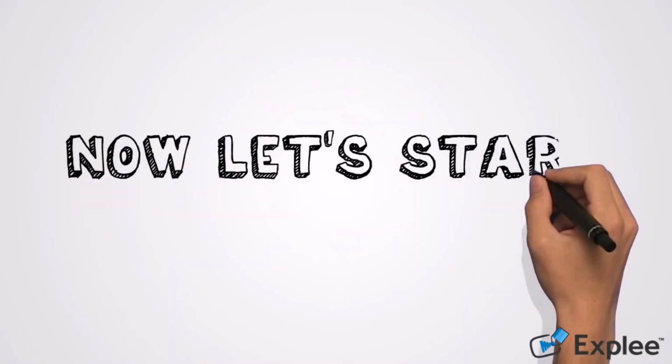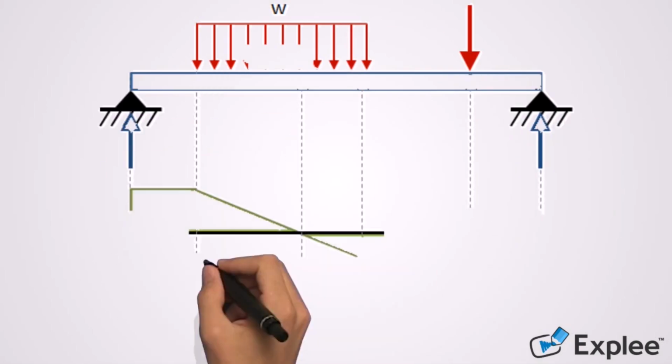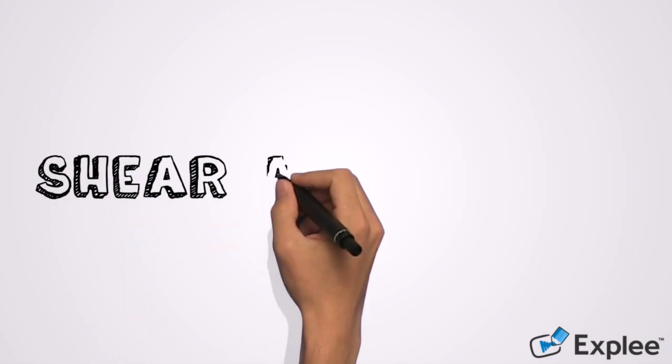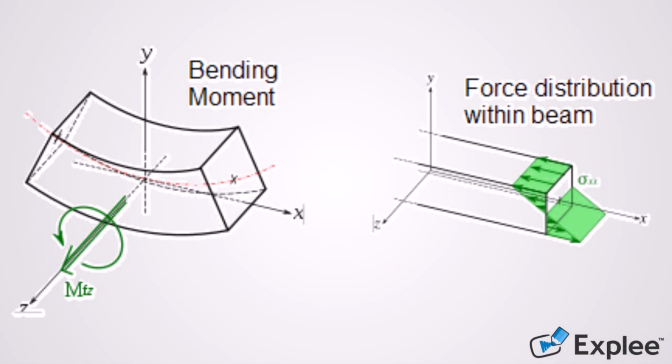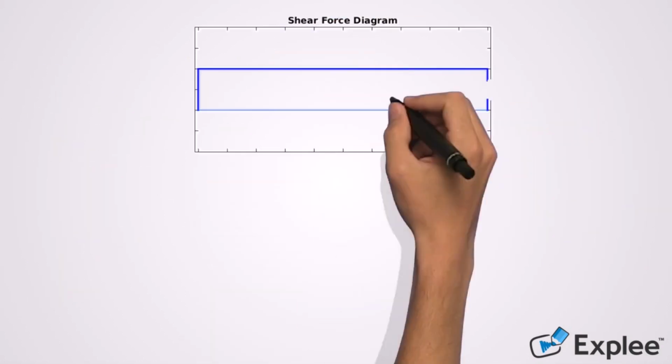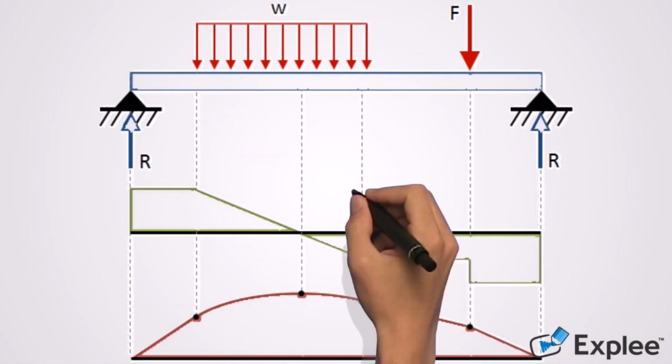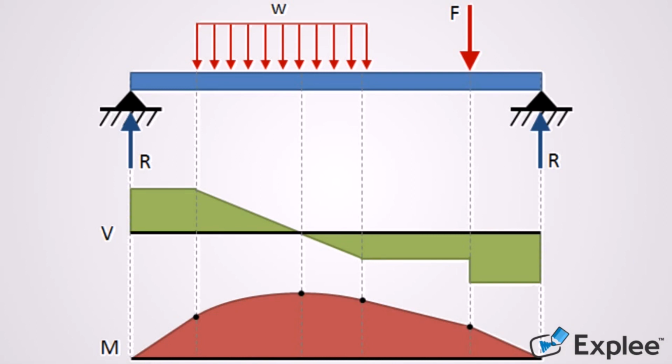Now let's start. Shear and bending moment diagrams are two of the most important tools in determining the internal forces in beams or columns. So the whole concept behind shear and moments is to be able to assess bending stresses. They graphically display the shear forces and bending moments in a given flexural element.